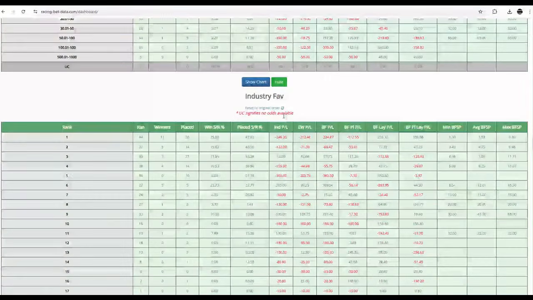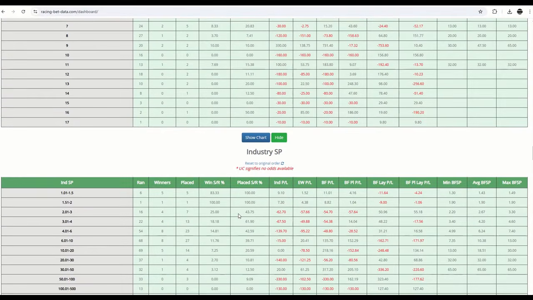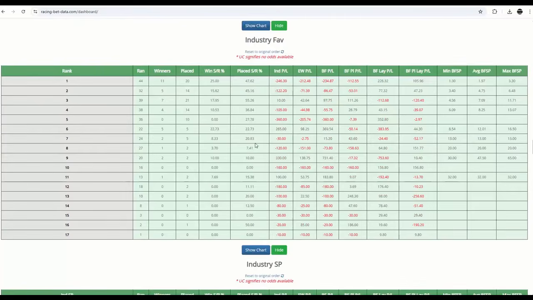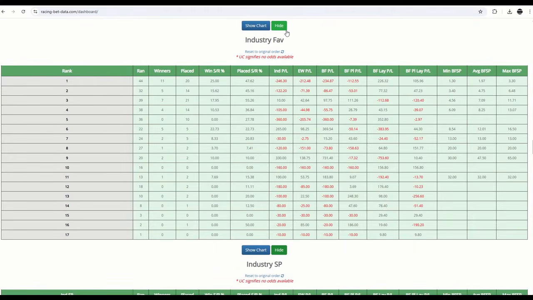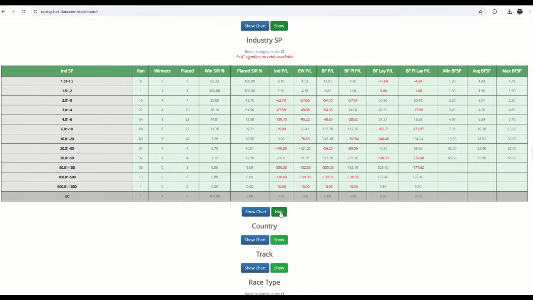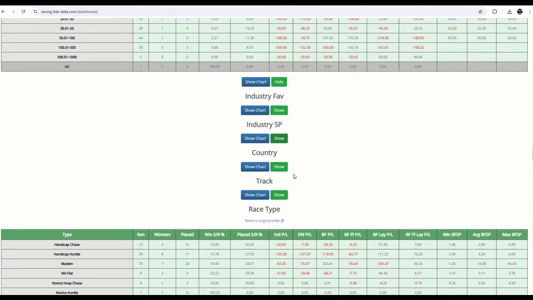We can then look at industry favourites and industry ranking by odds. Like I said, generally will give you lower pricing. So if these are things that you've got no interest in, you can click on the hide, and those will be hidden. Click on show, and it displays itself again. So hide the industry, and then hide the industry SP. You don't need to see those.